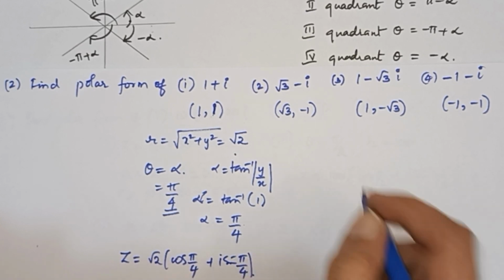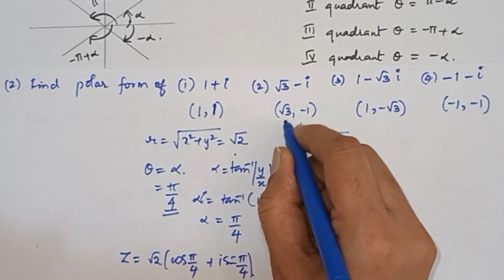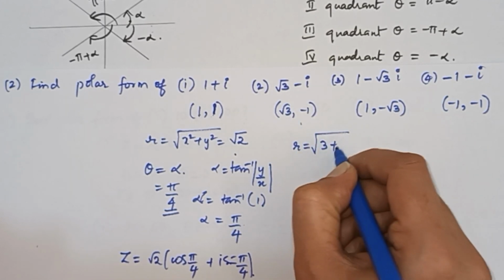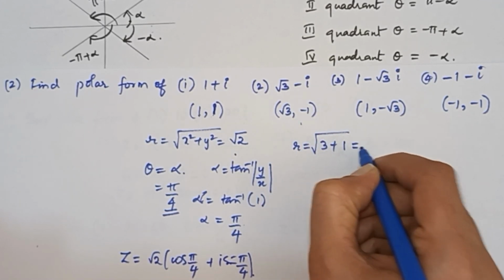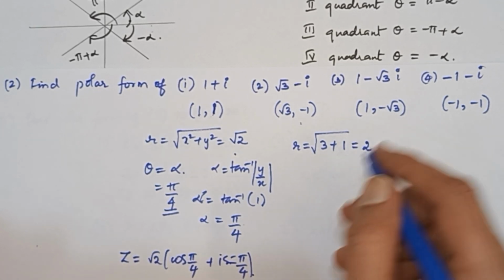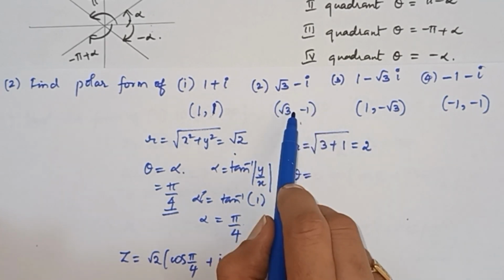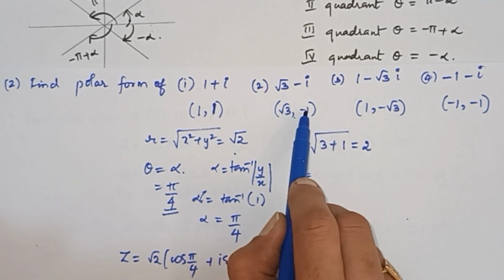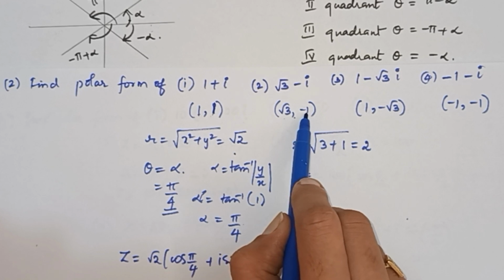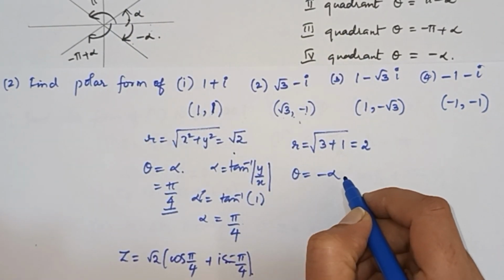Now for this second problem, first let us find out r. Square root of root 3 whole square is 3 plus minus 1 whole square is 1, which is equal to square root of 4, that is nothing but 2. So to find theta now, x is positive, y is negative, so the point is in the fourth quadrant here. In the fourth quadrant, theta is equal to minus alpha.